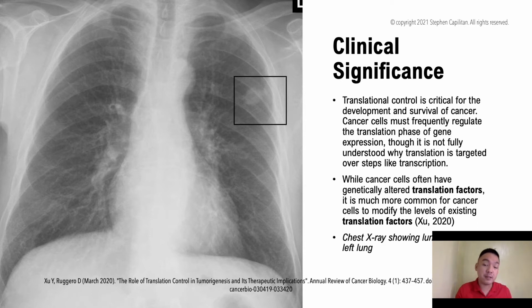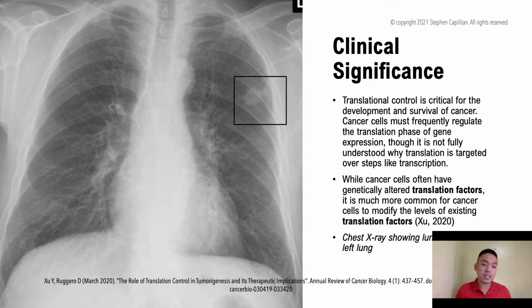As you can remember in our cell cycle video, cells that are not committed to full development because they have abnormalities in their metabolism and vitality, and that pass through the cell cycle without really being checked by the checkpoints, grow abnormally inside your body. Cancer cells must also frequently regulate the translation phase of gene expression, though it is not fully understood why translation is targeted over steps like transcription.